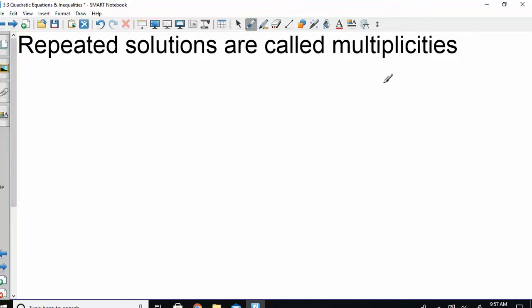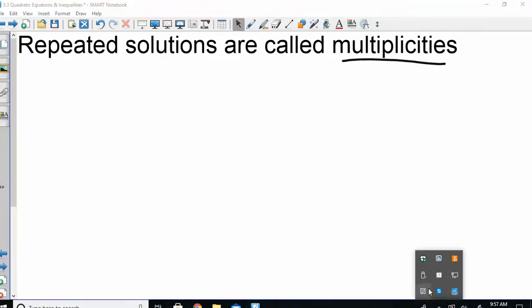Sometimes we get the same answer more than once. That is called a multiplicity. So repeated solutions are called multiplicities. You might want to jot that term down if you don't remember that. That's the next problem.